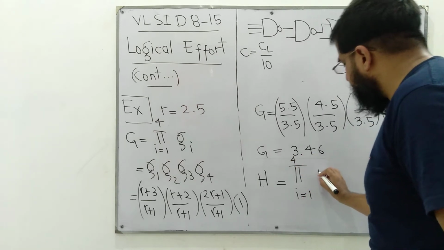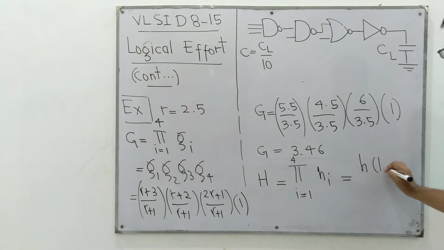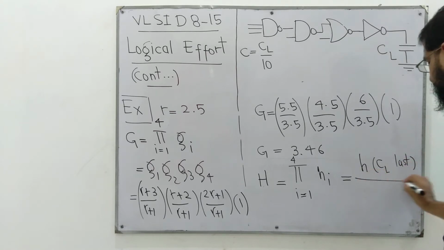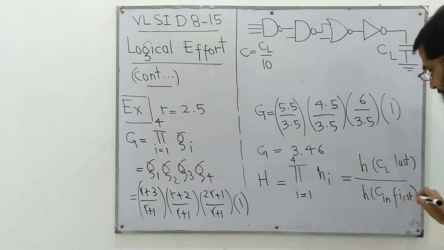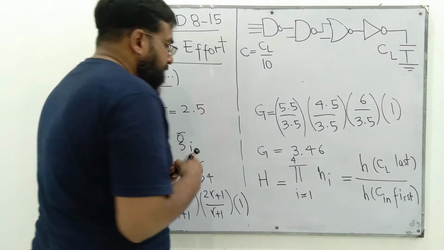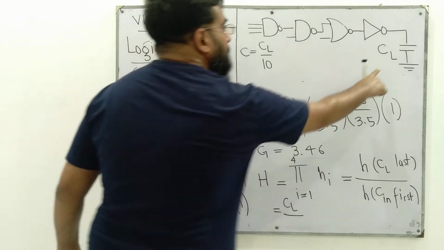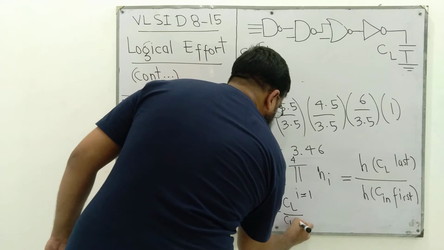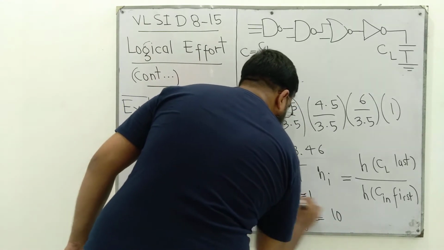And we know that the path electrical effort capital H is the product of H1 to H4, and we already know that this is the Cin of the last gate divided by the Cin of the first gate. All the terms cancel, we have already studied that. So H comes out to be CL, the load capacitance of the final gate, divided by the input capacitance of the first gate, CL over 10. So it comes out to be a 10.